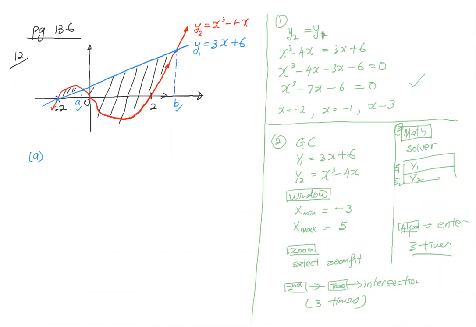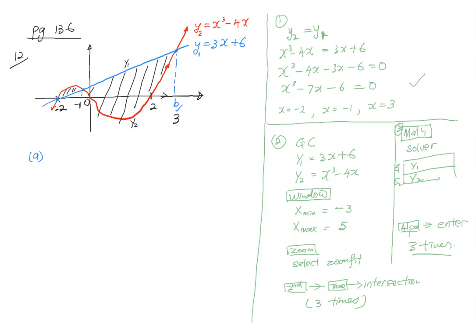Okay, done. So we have our x coordinates of the points of intersection. That is -2, -1 and 3. Okay, so now I'm going to write the expression for the area of the shaded region. Have a look at it. So this is my top. Y1 is the top. Okay, Y2 is the bottom here.